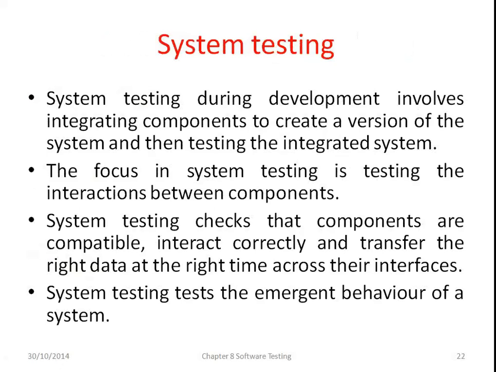Now system testing. System testing during development involves integrating all the components to create a version of the system, first version, second version like this, and then testing the integrated system. The focus in system testing is testing the interaction between the components and between the units. System testing checks that components are compatible, interact correctly, and transfer the right data at the right time across their interfaces. System testing tests the emergent behavior of the system.